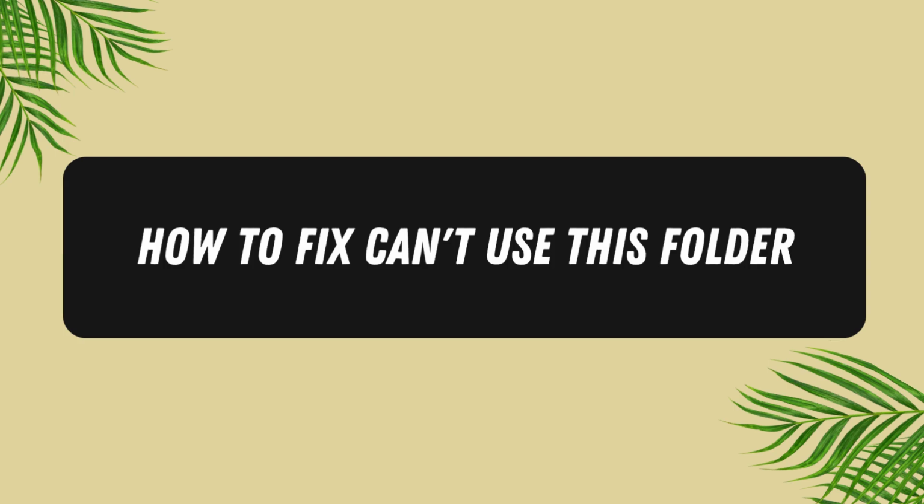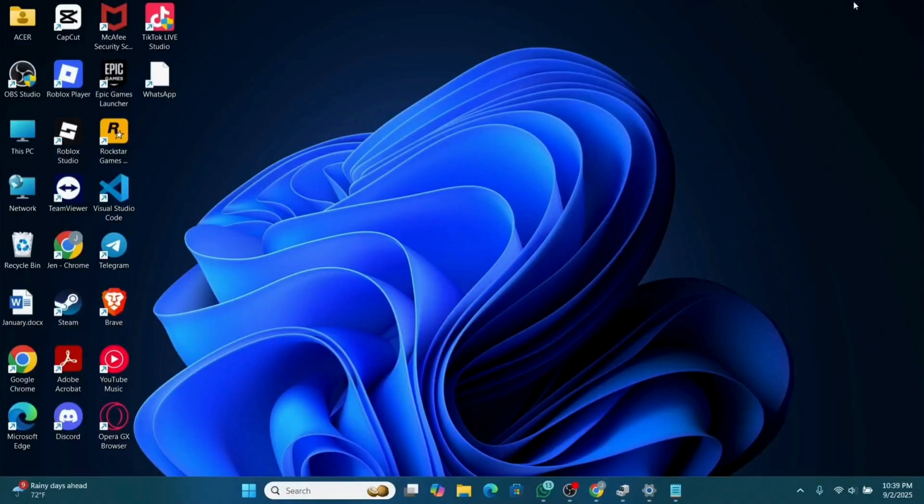In today's video, we are going to learn how to fix the "can't use this folder" error on Windows. So if you're trying to access a folder and Windows is not allowing you, you can follow these solutions to get access again. So you can check the folder permissions.